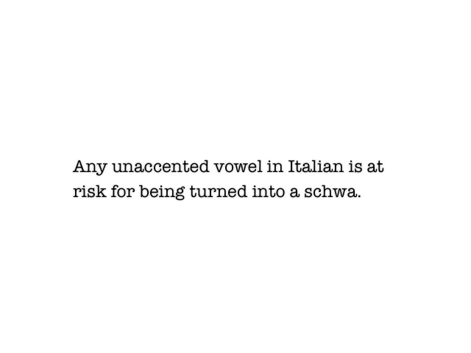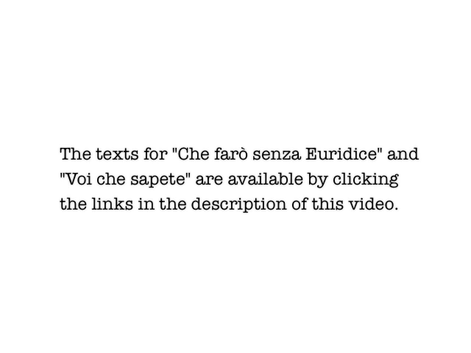Two of the first Italian pieces I teach my students are Che farò senza Euridice by Gluck and Voi che sapete by Mozart, so I'm going to draw from the texts of these two songs for my examples. The full texts of the arias with correct IPA transcriptions are available in PDF format if you click the links in the description of this video.